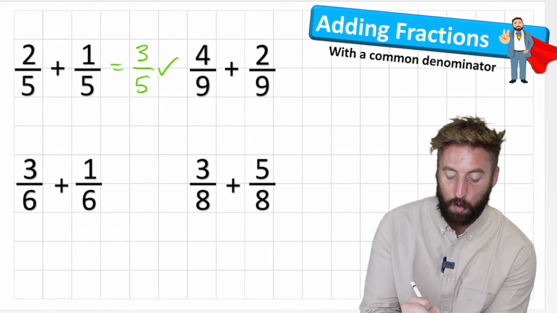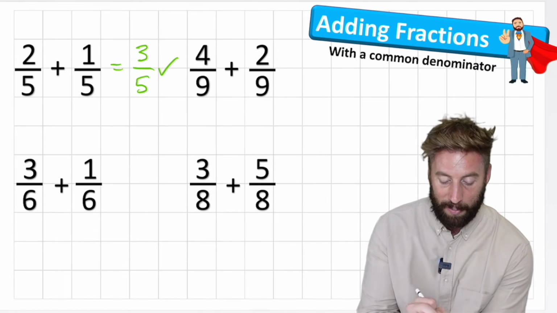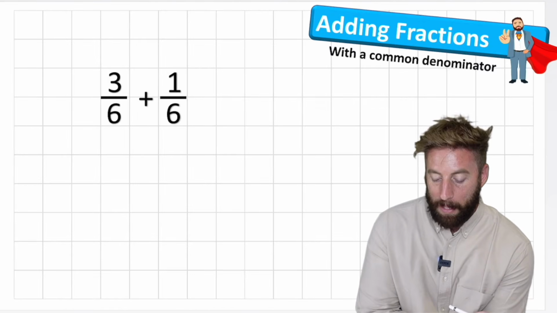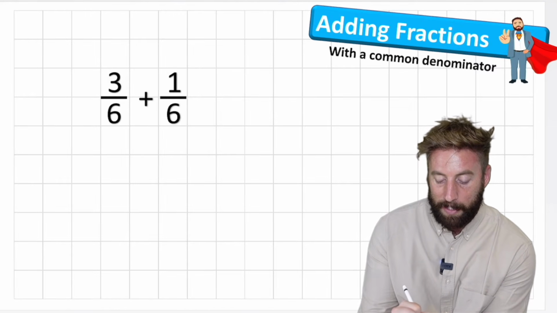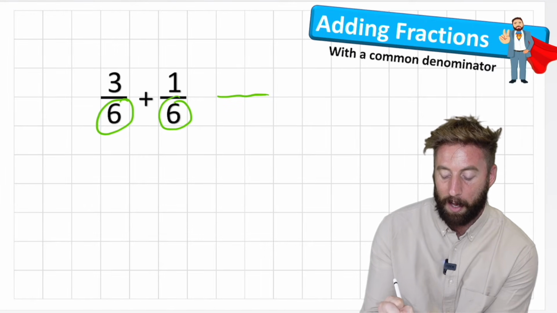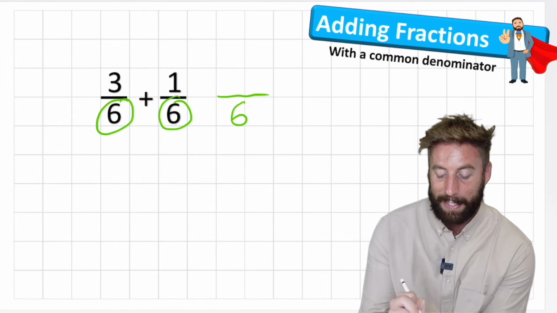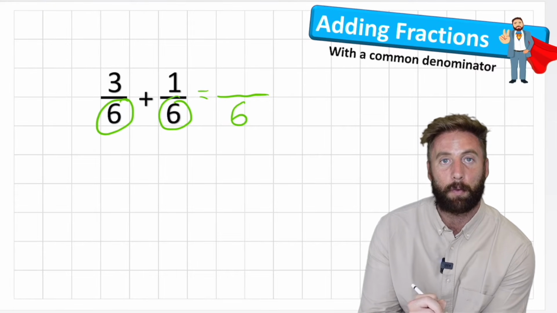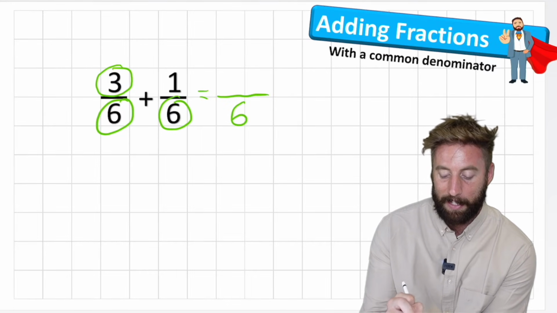Okay, question 2, 3/6 add 1/6. Well, let's do it in our super quick method now. I know that I'm working with a 1/6. I have a 1/6 here and a 1/6 here, so I know that my answer is going to also be in 1/6. And how many 6ths do I have? Well, I have 3/6 add 1/6, which equals 4/6.